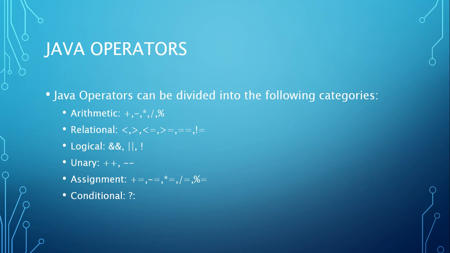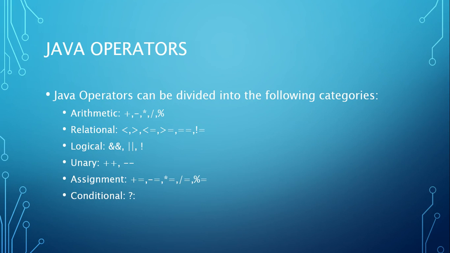First of all, let me tell you what you mean by an operator. So an operator is nothing but a symbol which is performing some kind of an operation on the given values. In technical terms, the values are called operands, whereas the symbols which are performing the operation on these values are called operators.